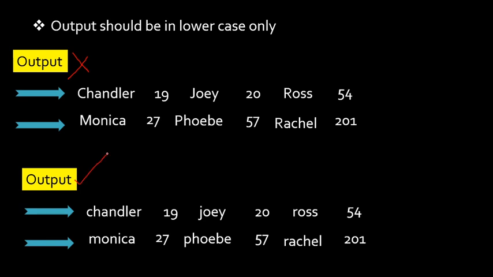Am I making it clear up to this point? So I hope you understood about the input and output scenarios. Yes, your input will be number by word, and your output should be sorted in ascending order. Letter should be in lowercase only.